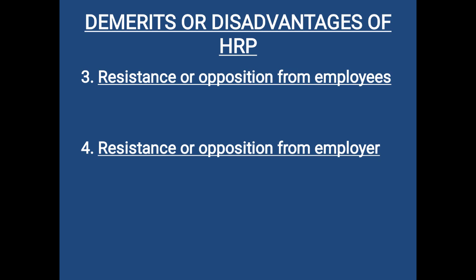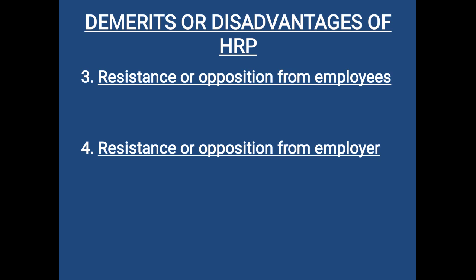Then resistance or opposition from employees. First we'll see why these employees resist human resource planning. In human resource planning, we are going to plan the people required, hire them, recruit them, select them, and then place them. Suppose new employees are to be employed, then the existing employees will resist. Why? Because the workload will increase, since human resource planning believes in using existing employees.